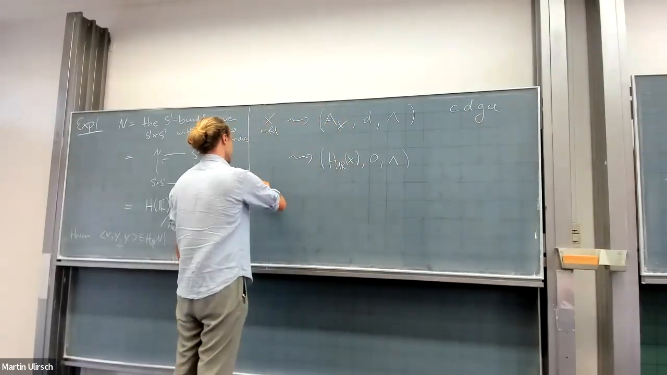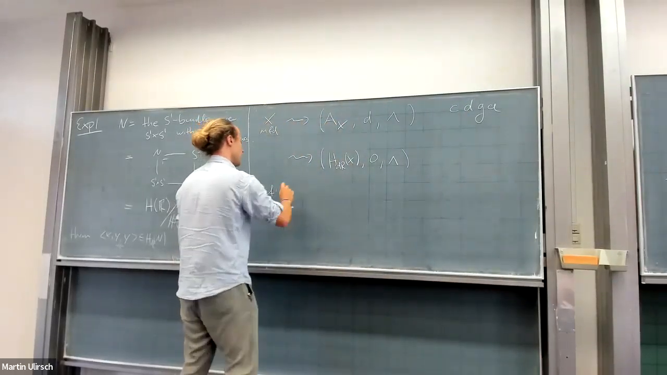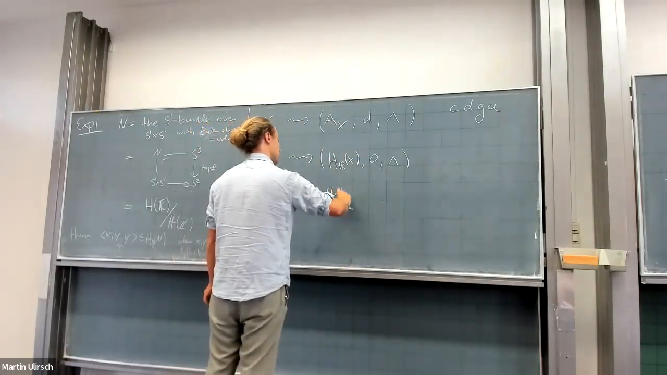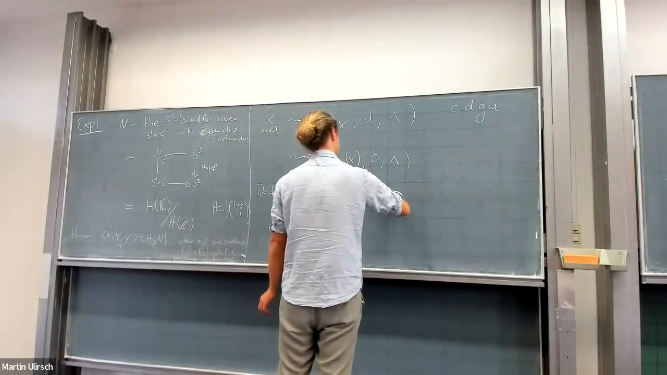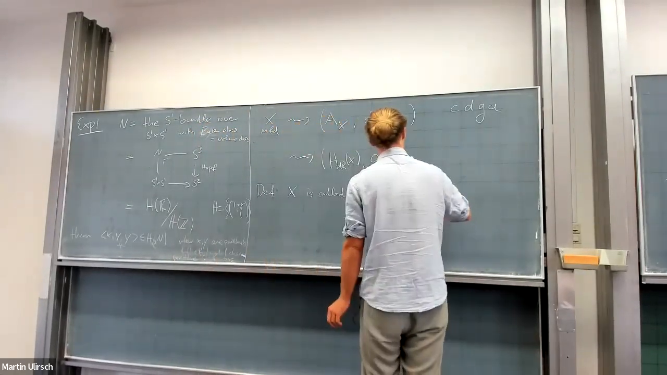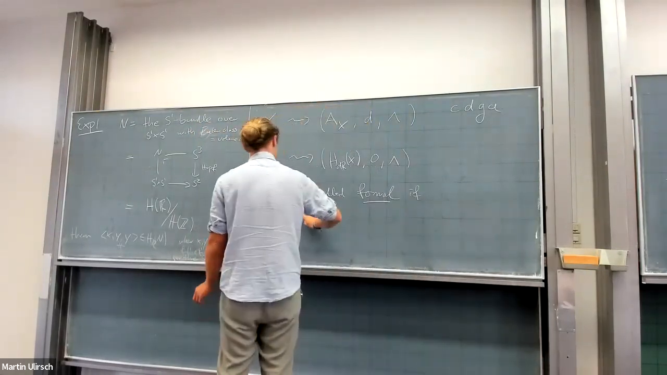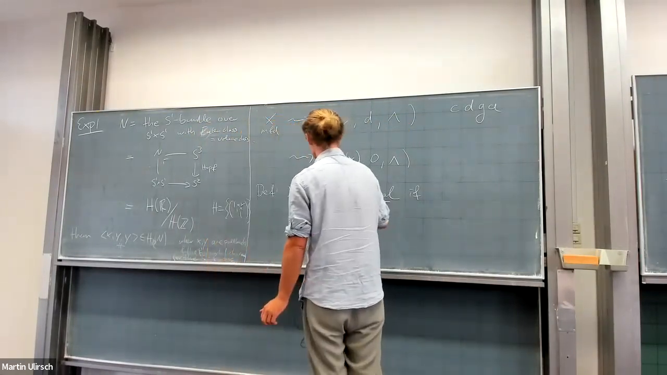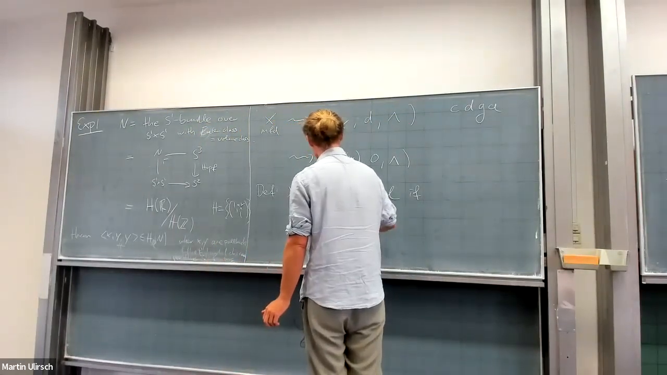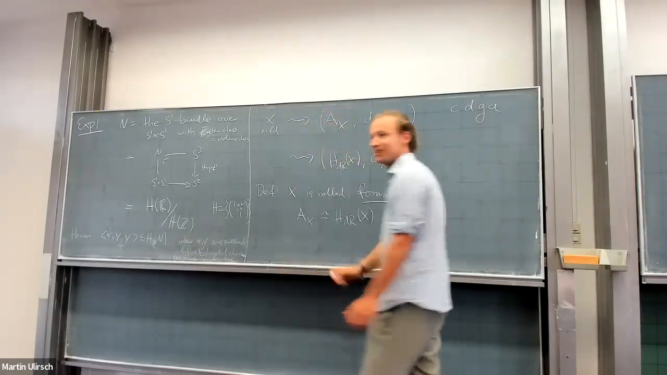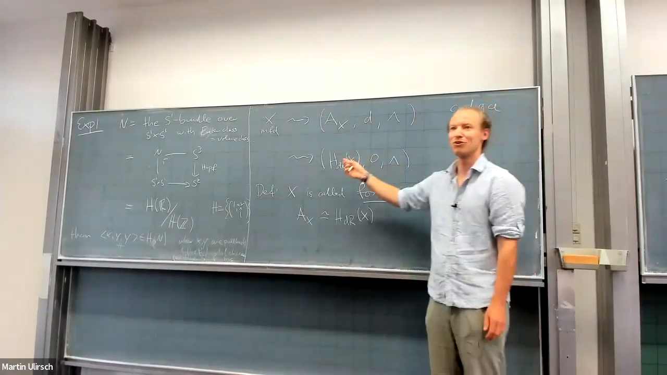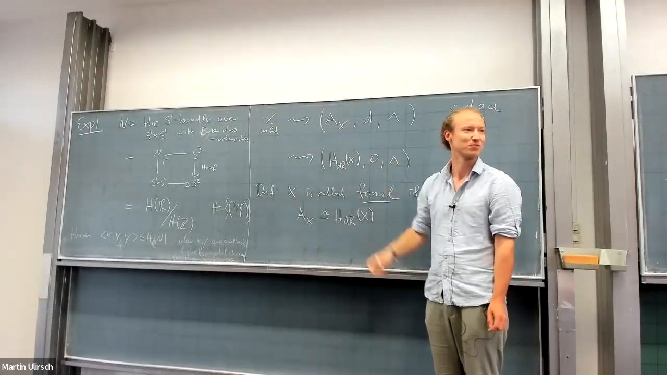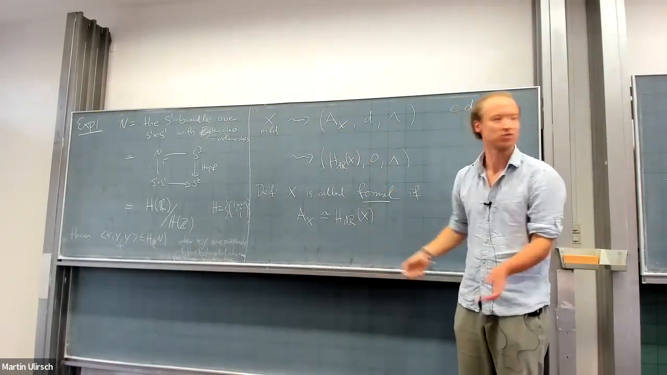And then let's make the following definition. X is called formal if these two CDGAs are, and now I want to say isomorphic, but of course, let's say we're on a compact manifold. This is way smaller than that one, but this is finite dimensional. This won't be, so they won't be isomorphic as CDGAs.